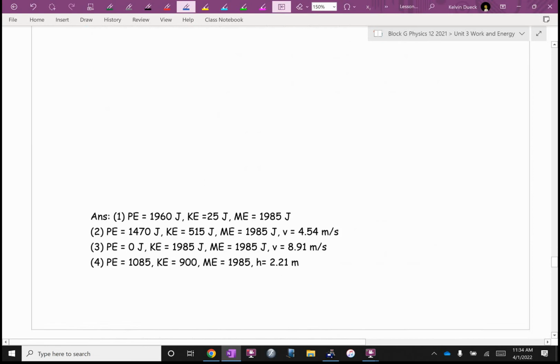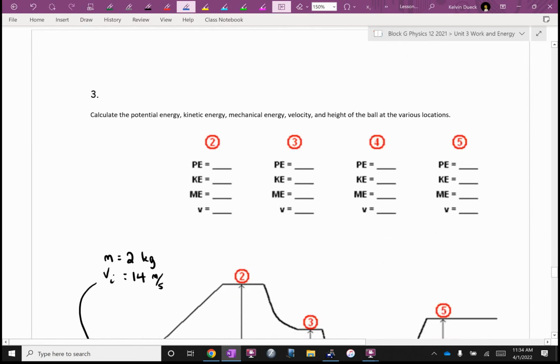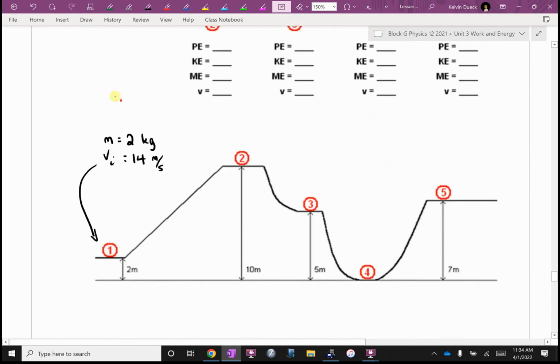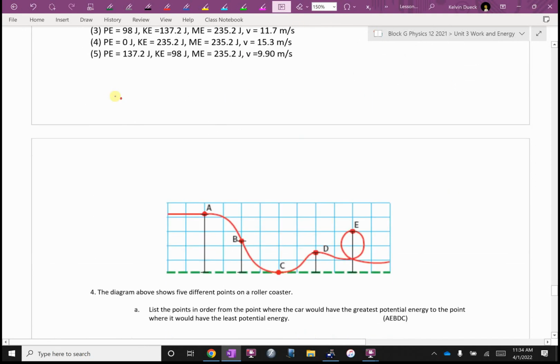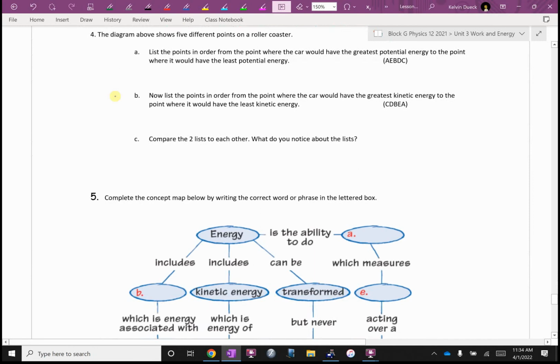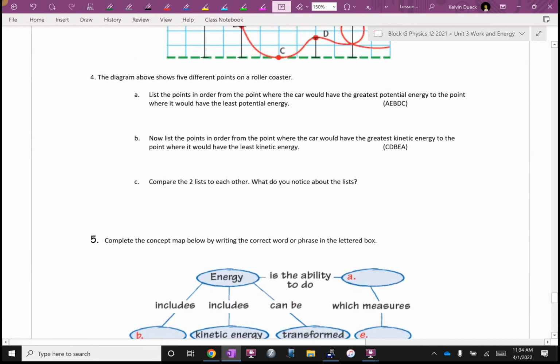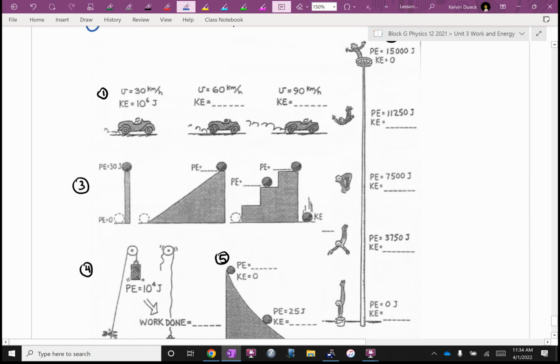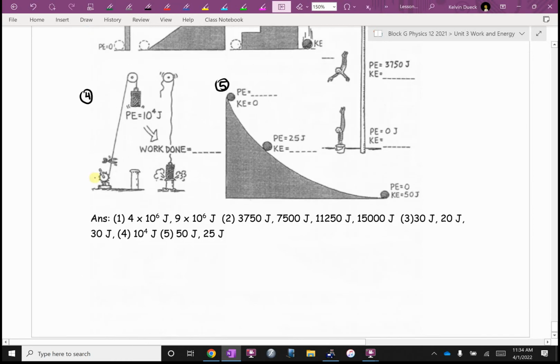Number 2 is good. 3 is good. If you're not sure how to do 2 and 3, because I haven't done roller coasters with you actually, just leave a gap and you can handle them. Try them later. You can skip 4. 5 is good. 6 is good. 7 is good. I skipped 4.